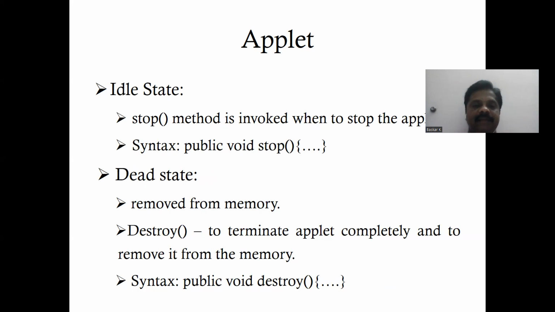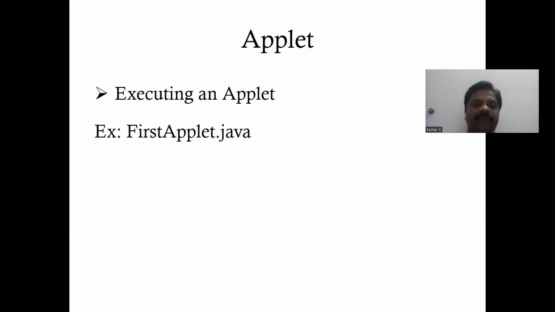Next, the idle state. Here for the idle state we are using a stop method. It is invoked when we want to stop the applet. The syntax of the stop method is public void stop. Next, the dead state, which removes from memory or destroys. Here we are using the destroy method to terminate an applet completely and to remove it from the memory. The syntax of destroy is public void destroy. So these are all the states of applet.